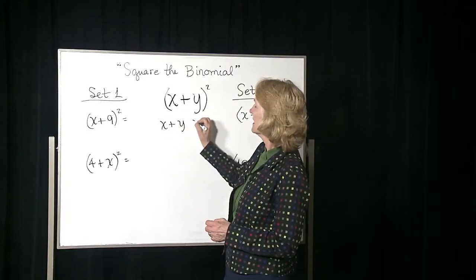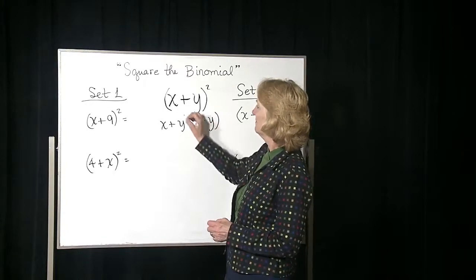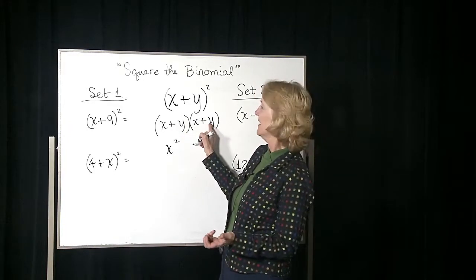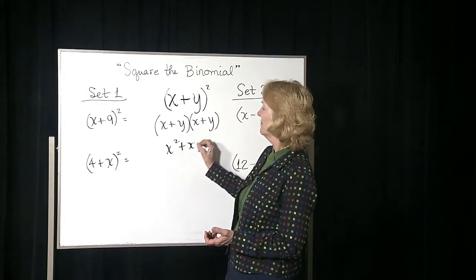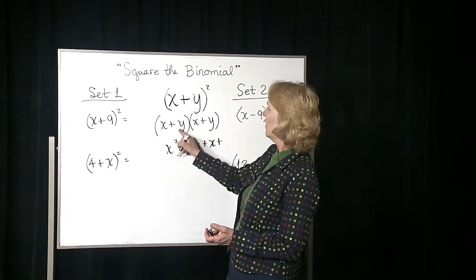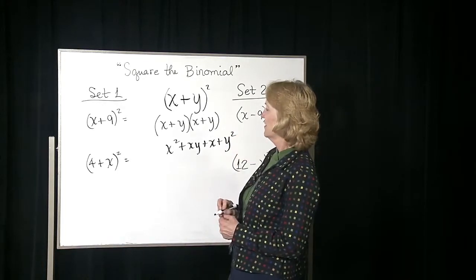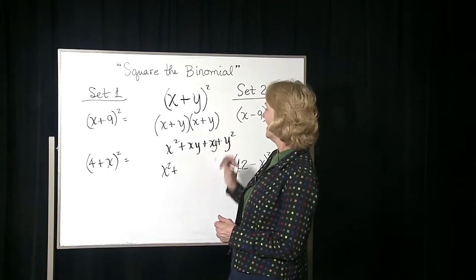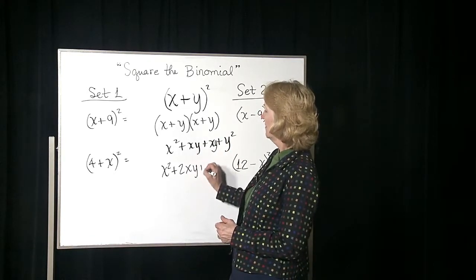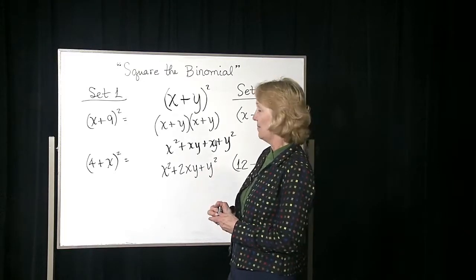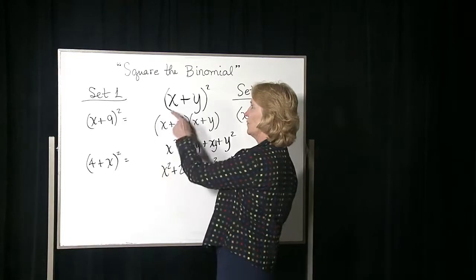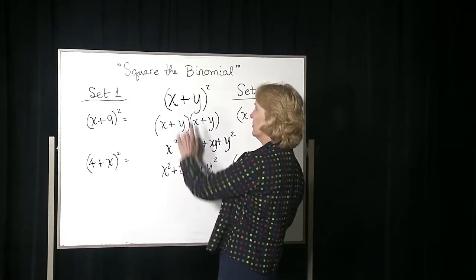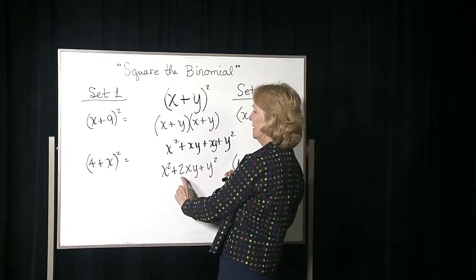If I write this out as x plus y times another x plus y, I get x times x, so I get x squared. X times y is xy. Y times x is another xy, and y times y is y squared. So now I get x squared, plus I have two of the xy's, plus the y squared. What that means is, when you square a binomial, you get the square of the first term, the square of the last term, and the middle term is this times this doubled.